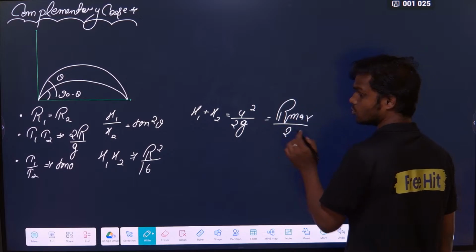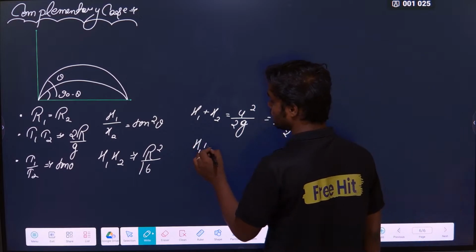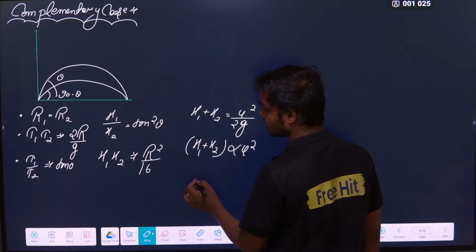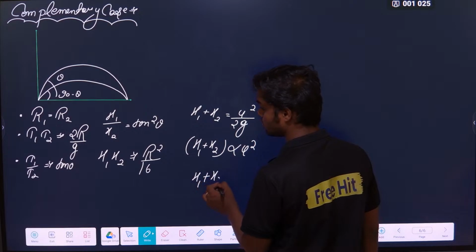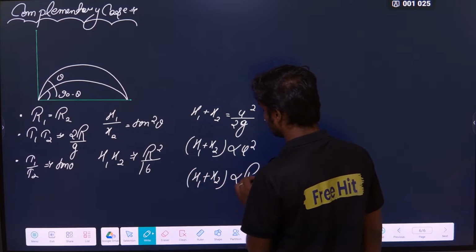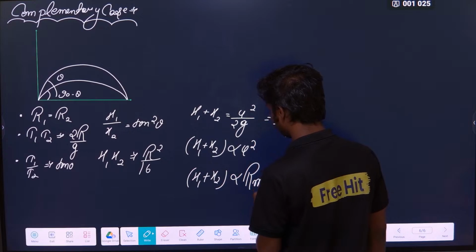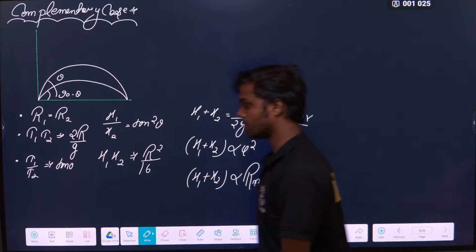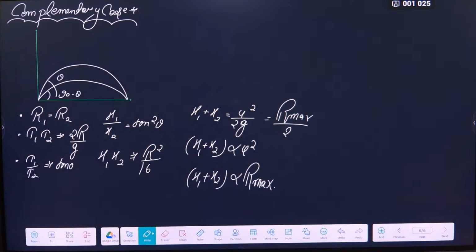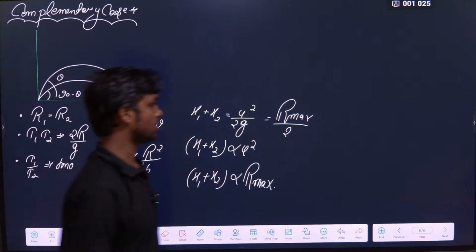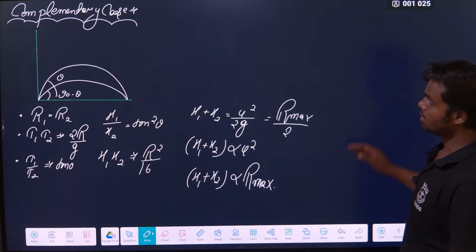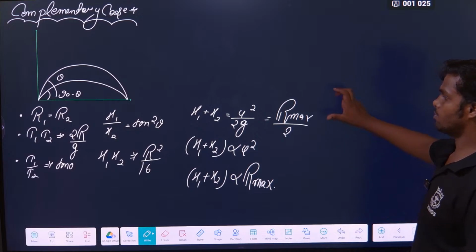Second thing, h1 plus h2 will be given by u square by 2g, that is maximum range divided by 2. Also, h1 plus h2 is directly proportional to u square, and h1 plus h2 is directly proportional to r max, that is maximum range. Clear till here? Anyone have doubts? This is one important case.